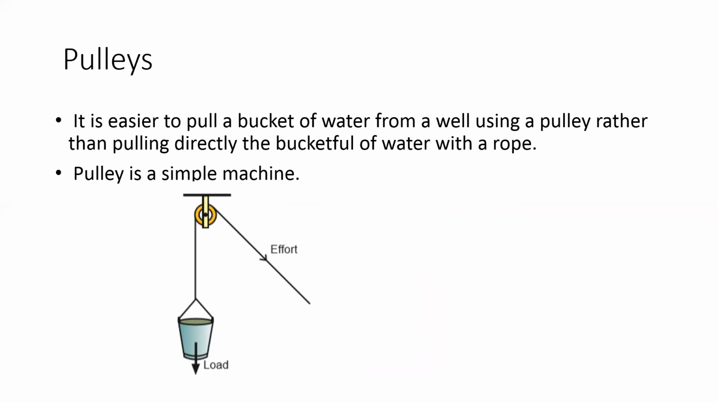And when we move the effort 1 meter, the load also moves 1 meter. Then the velocity ratio equals distance traveled by the effort over distance traveled by the load. Then it is also 1. Then the efficiency will be 100%. But there is no machine in the world with 100% efficiency, because friction is there, and when machines are operated, heat is generated. So always the efficiency of a machine is less than 100%. Remember that.